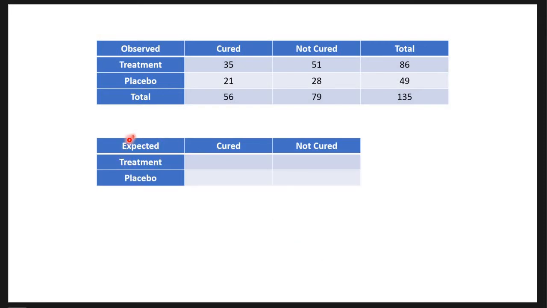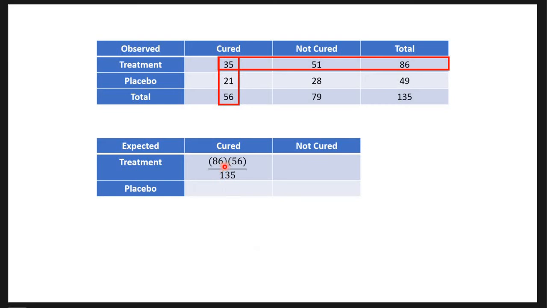So we want to calculate the expected values. I'm going to put all my expected values in this table. And to calculate the expected values, for each cell, we're going to take the row total and the column total for that cell, multiply them, and divide by the grand total. That's how I'm going to get the expected values here. So the expected count for treatment cured is going to be the row total times the column total over 135, which in this case, the row total is 56, the column total is 86. I divide that by 135. That's how I get that first expected count.